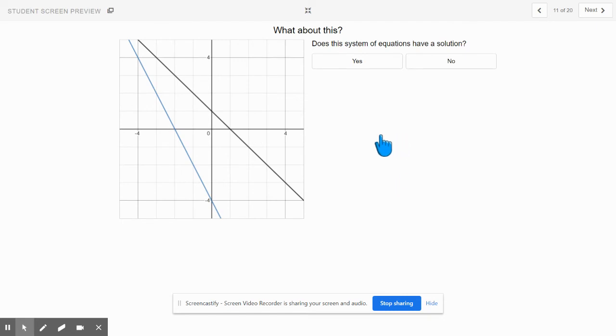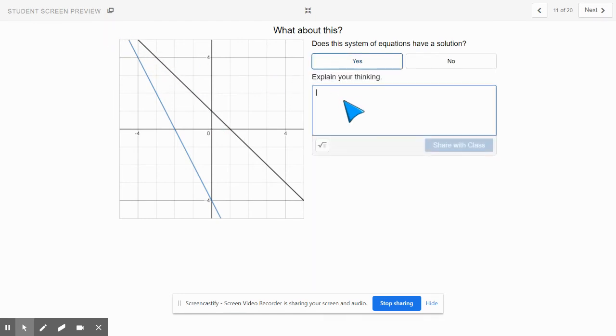Does this system have a solution? If it goes up here, are they ever going to touch? Yeah, they are. And try to explain. You know what I want you to do? I want you to guess, where do they touch? Give me an answer. Where do you think they end up touching?